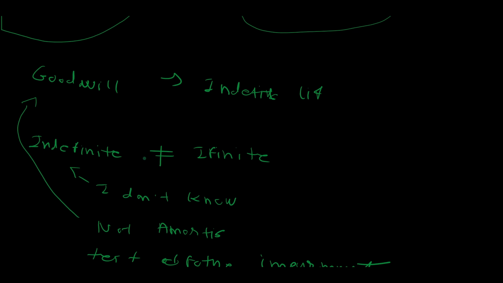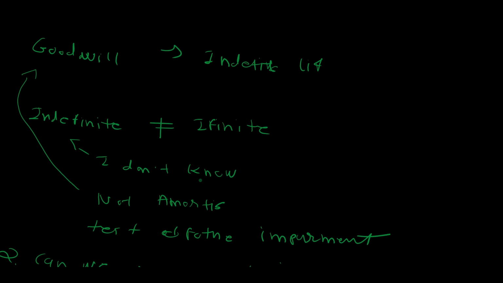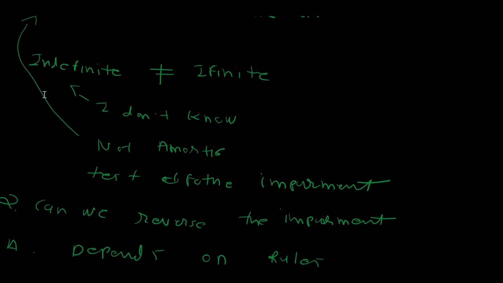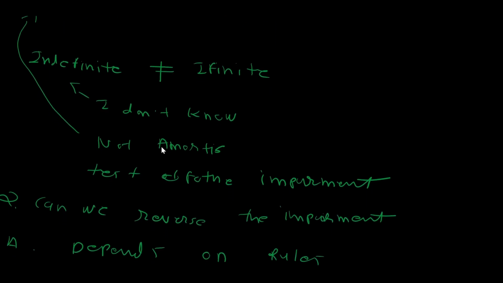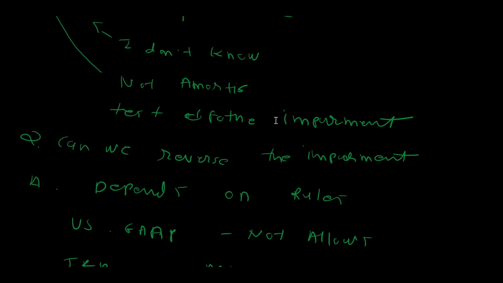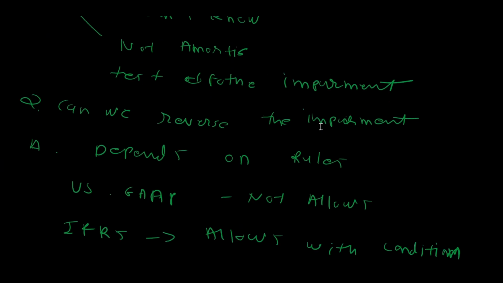Goodwill also has an indefinite life. Indefinite is not equal to infinite. Indefinite means I don't know the life of the asset, so goodwill will not be amortized but tested for impairment on a yearly basis.